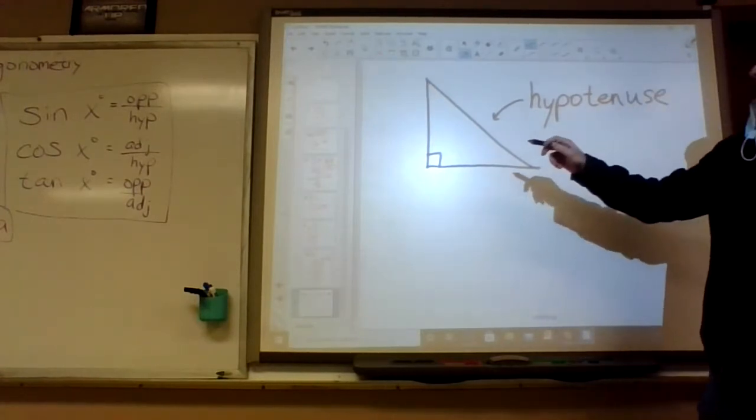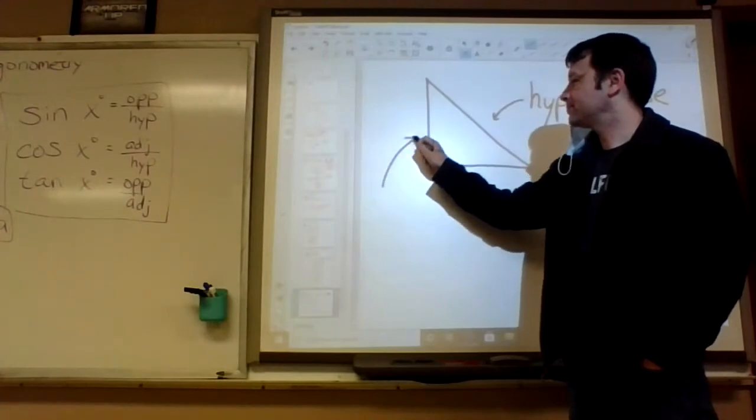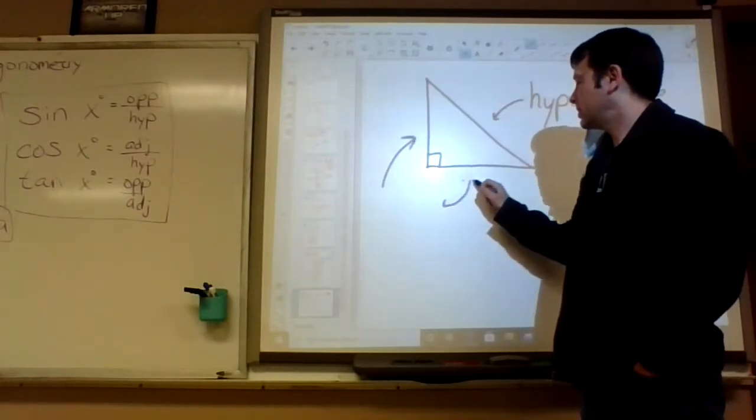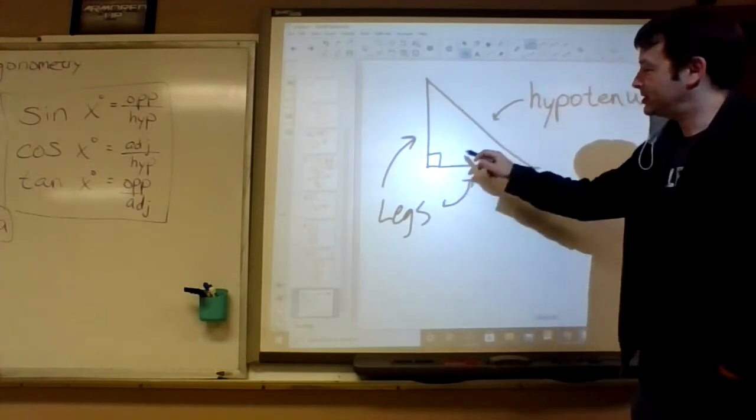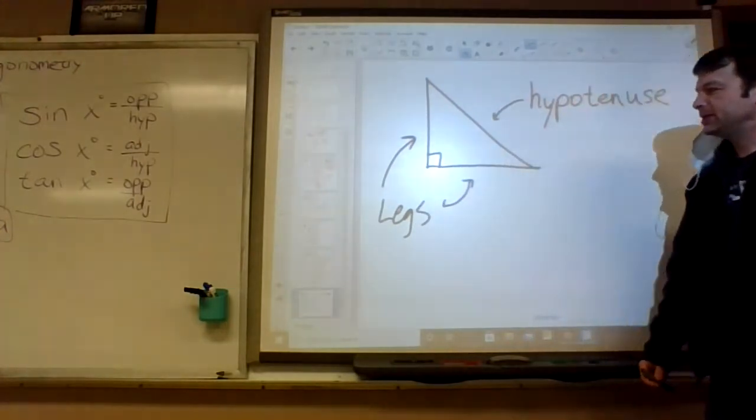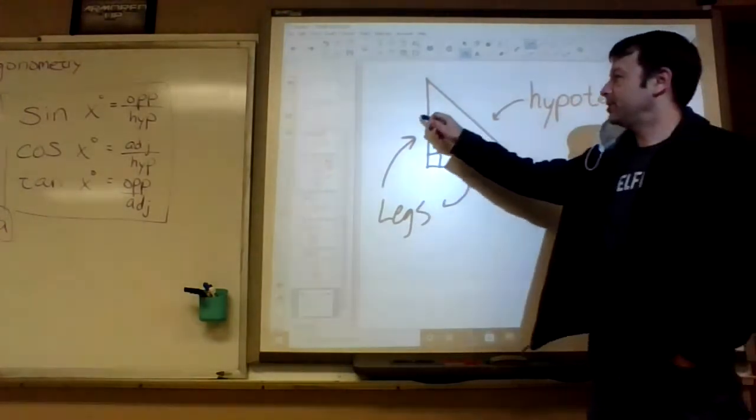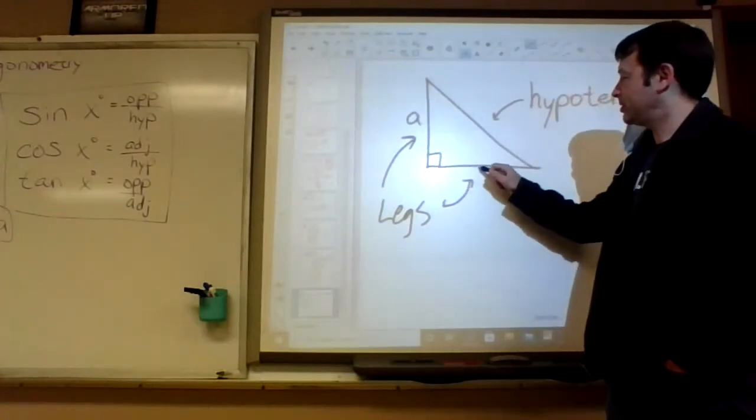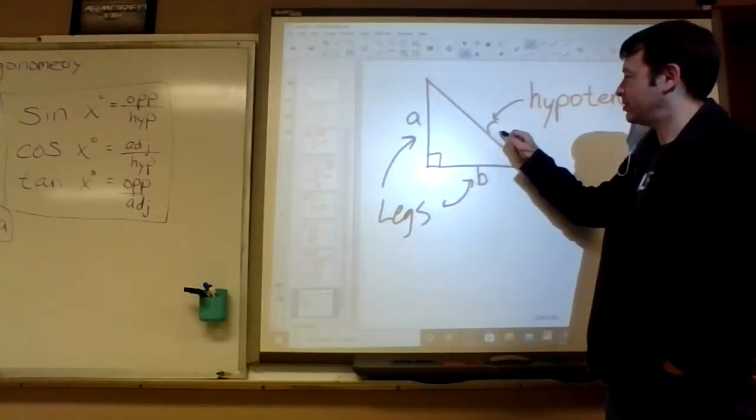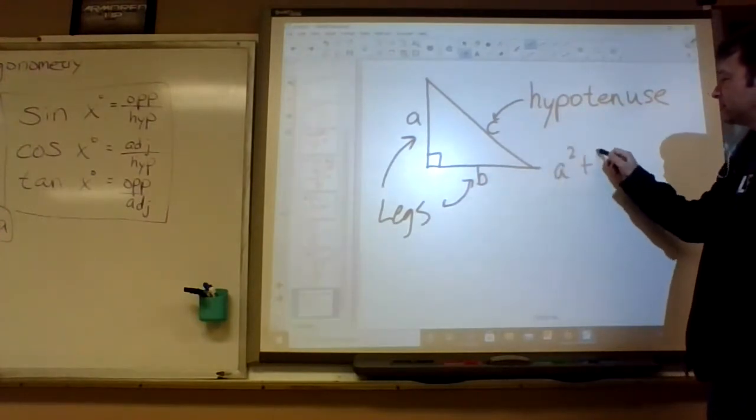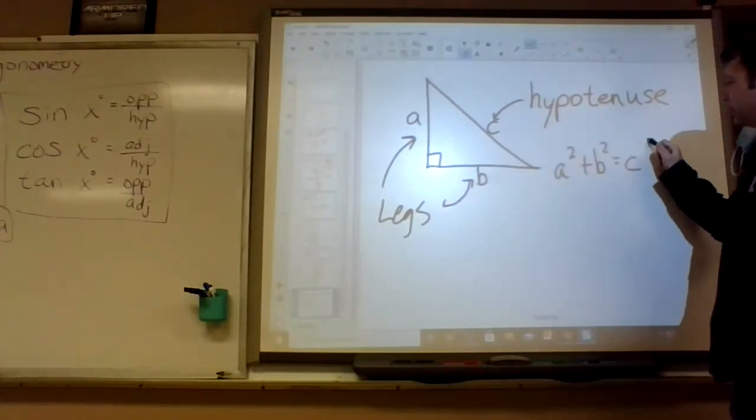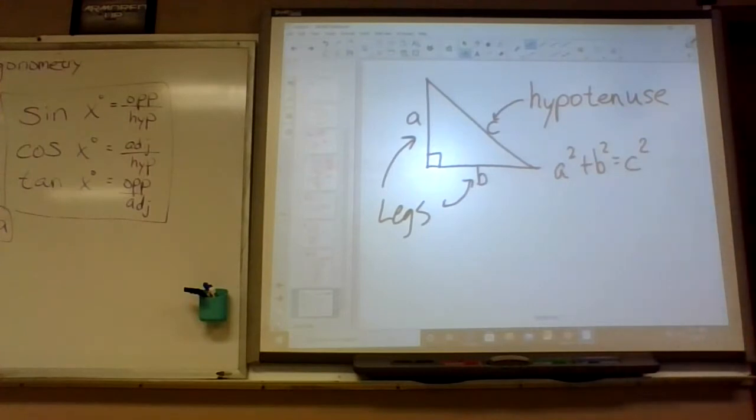Okay. What are these other two sides called? The legs. Yeah, legs. The hypotenuse is always the biggest, it's always across from the 90, and the legs are just the other two. Usually we call these A, B, and C, because what do we know about A, B, and C? A squared plus B squared equals C squared.